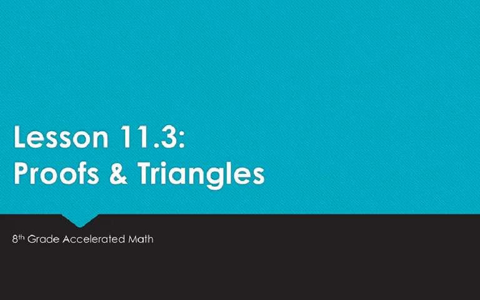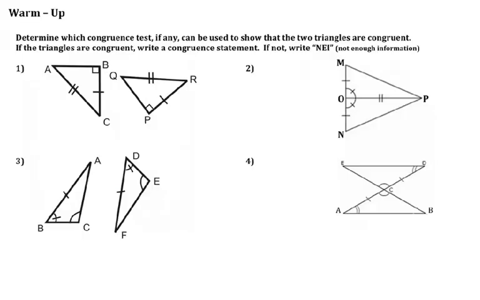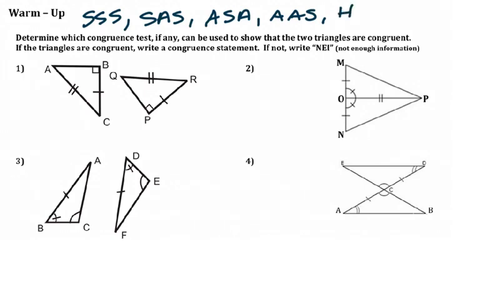This is lesson 11.3 about proofs and triangles. Okay, first, going over the warm-up, which you should have already done. You were supposed to determine which congruence test, if any, can be used to show the two triangles are congruent. The tests that we have, just to remind you, are side, side, side; side, angle, side; angle, side, angle; angle, angle, side; and hypotenuse leg. So those are the tests that we have. If it's not one of those, then we're not going to use it.